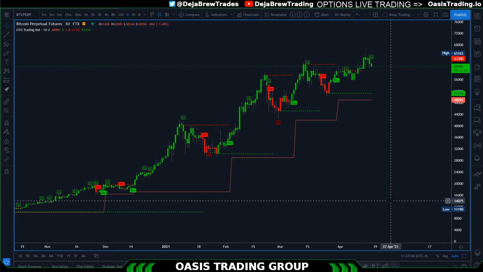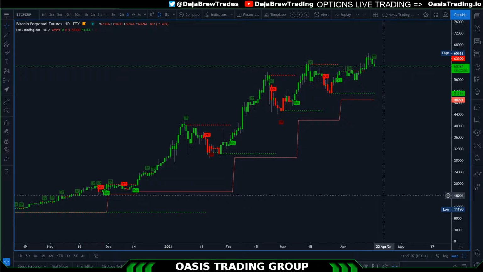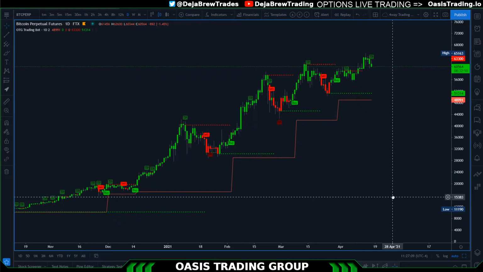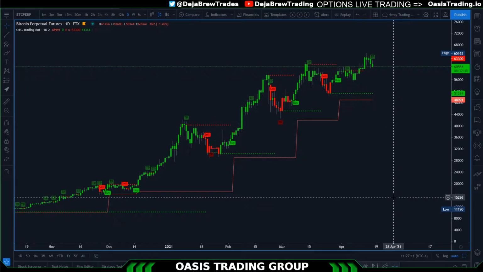But let's get started. As you guys can tell, the bot will take over your candle colors and color your candles based on the trend. It will also give you these buy and sell signals, as well as take profit signals, a stop loss, and automatic support and resistance.